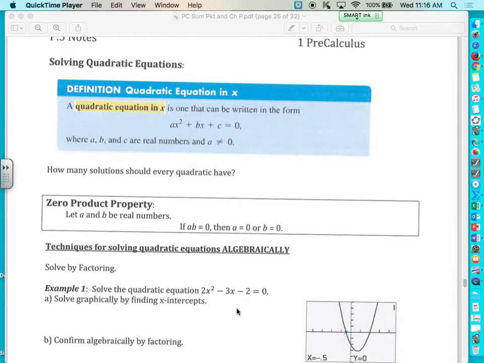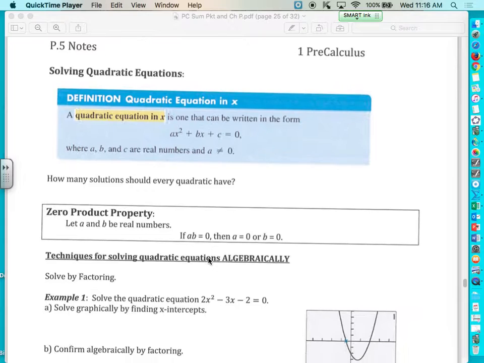Right, in P.5, we're going to go through solving quadratic equations, and we've done this some with the summer packet. We've certainly used the quadratic formula and solved by factoring. But then we're also going to review completing the square, so a couple different things in here.